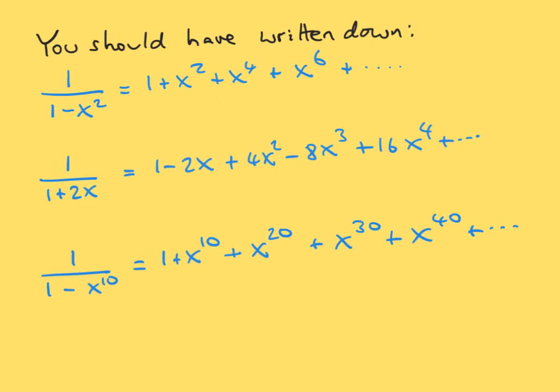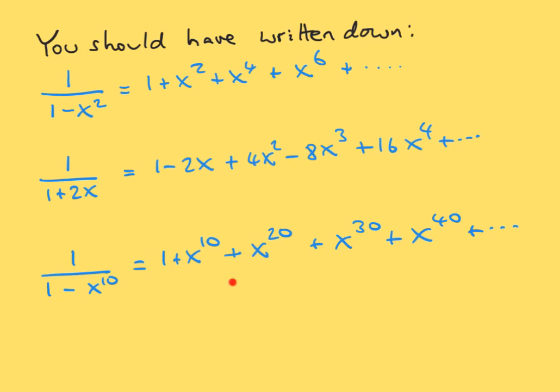Here we've just got a number, 1 over 1 plus 2x. So you can think of this as being 1 over 1 minus 2x. So we get 1 plus minus 2x plus minus 2x all squared. So that gives you 4x squared. And then it's plus minus 2x all cubed. Minus 2 cubed is minus 8. And then we have x cubed plus 16x to the 4th, etc. And then here, all we've done is we've replaced x by x to the 10th. So you get 1 plus x to the 10th plus x to the 10th squared, etc.